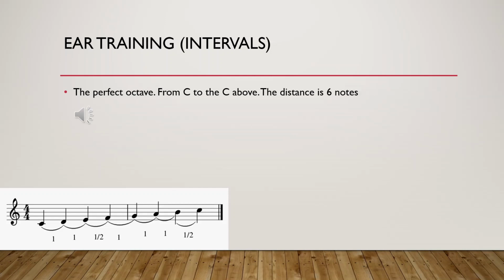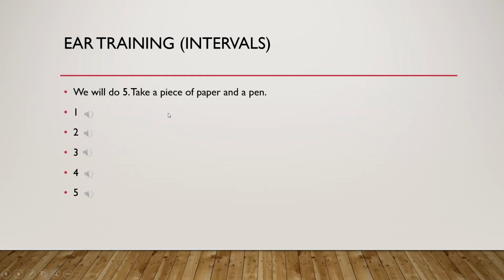And the last interval is the perfect octave, which is similar to the perfect unison from C to another C, but now a C an octave above, which is a distance of 6 whole notes. Ba bum, ba bum. So now we know all intervals.